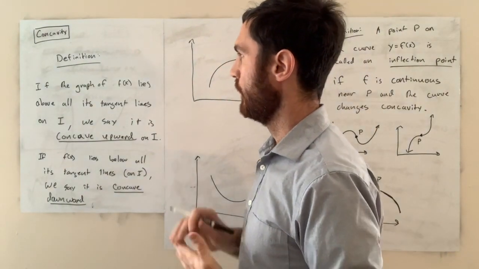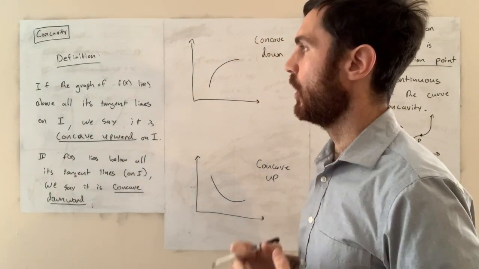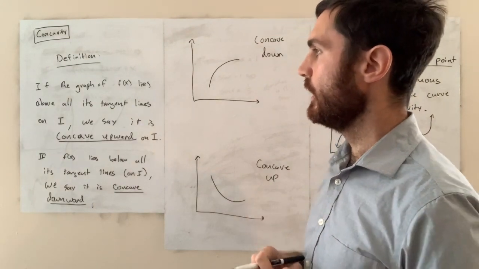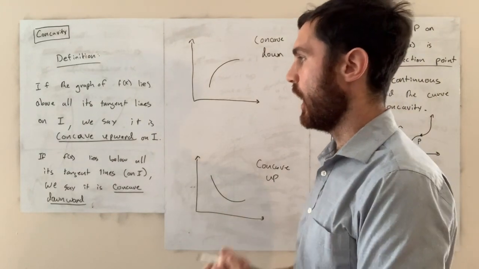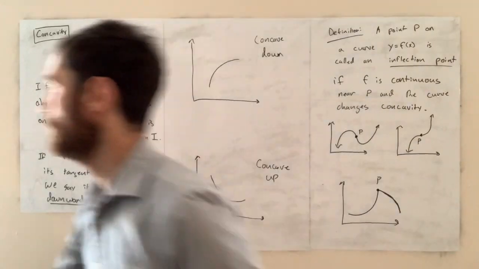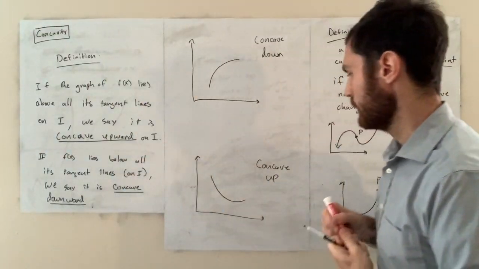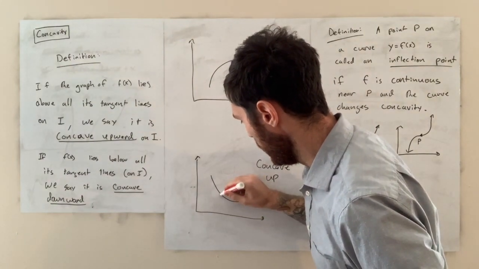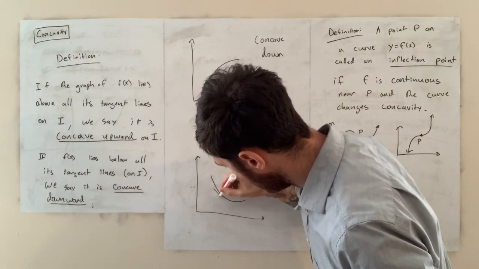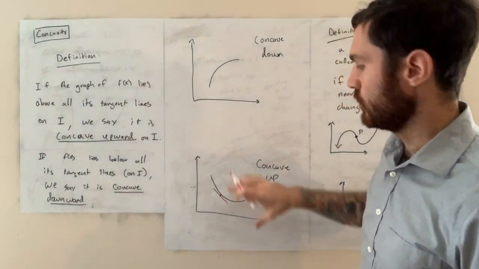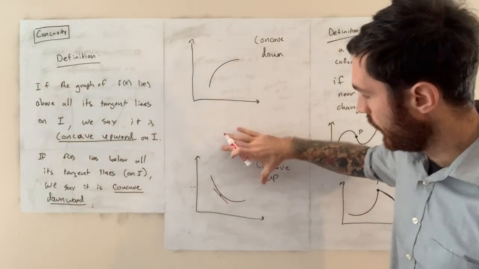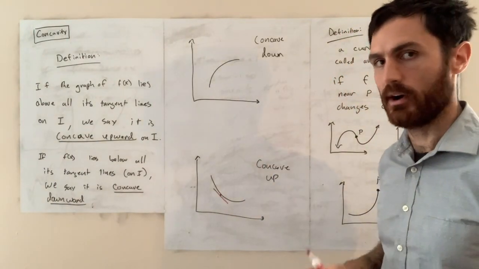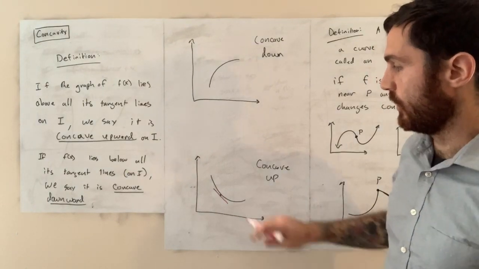If a graph of f of x lies above all its tangent lines on I, we say it is concave up on I. The picture is down here, concave up. If you choose any point and draw a tangent line, your graph is going to be above that, and we're going to say it's concave up at that value, or on that interval.